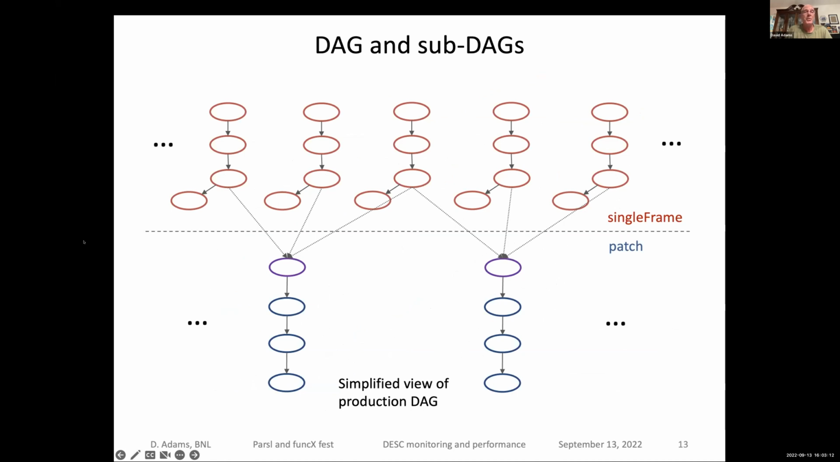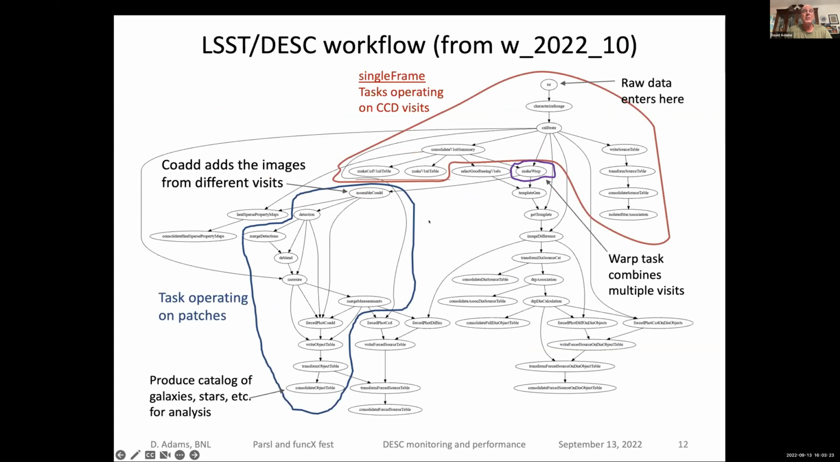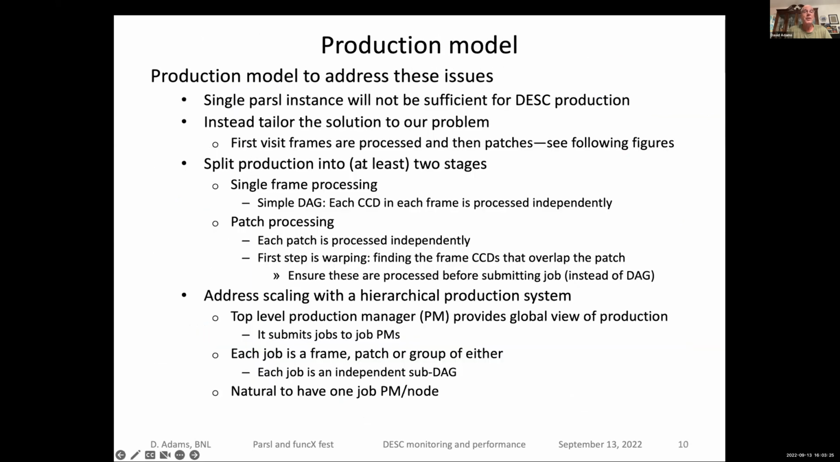Each patch depends on many frames. But if we say we're going to run the red stuff first, or some known part of the red part first, then we just have a bunch of little DAGs instead of one giant DAG. And so it becomes a significantly different problem. So we split the production into those two stages, the single frame and the patch processing.